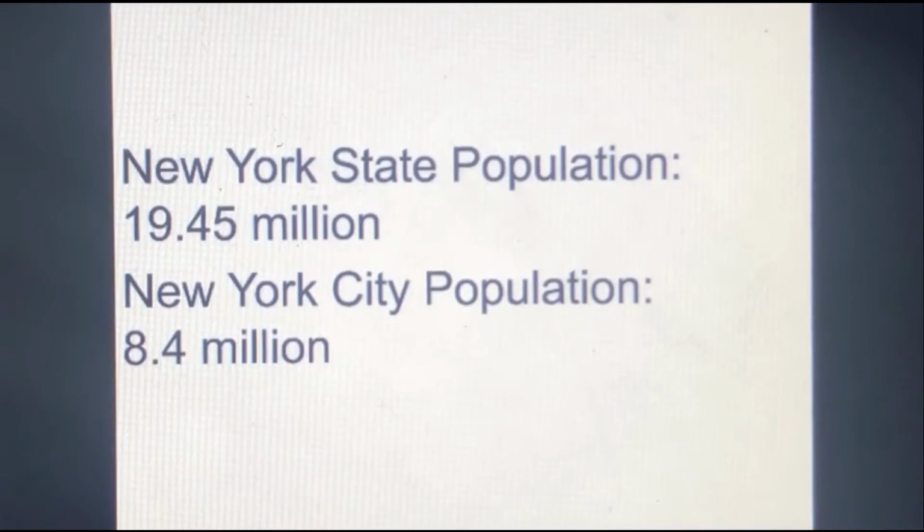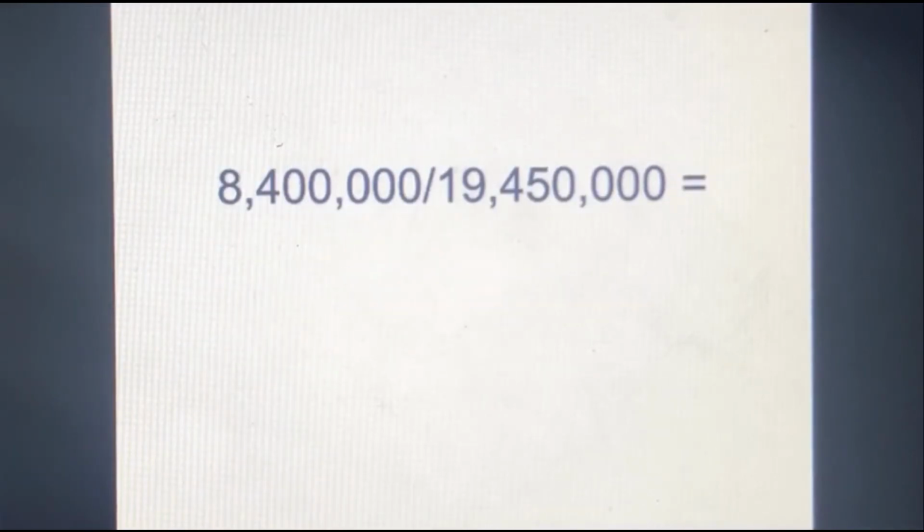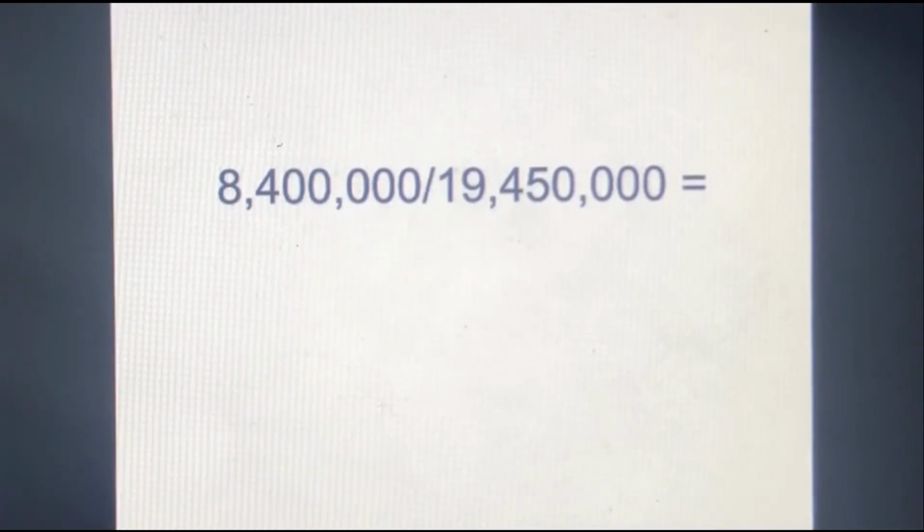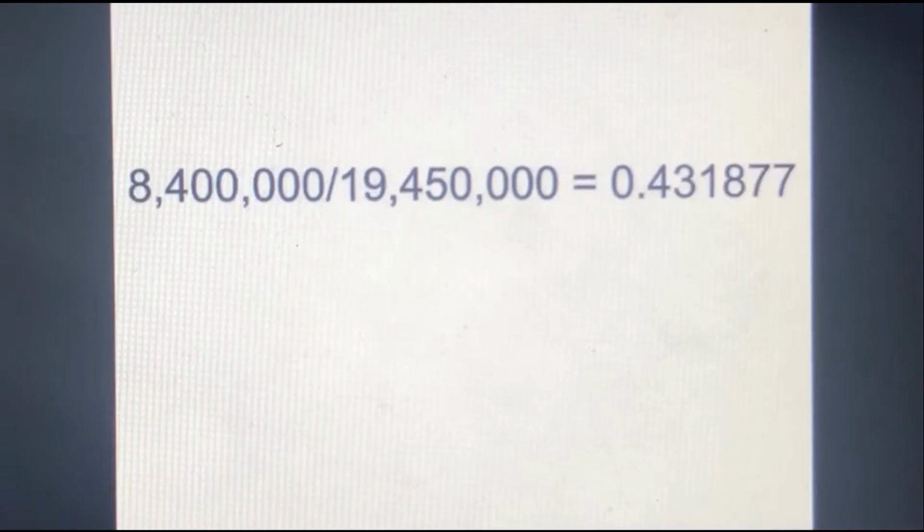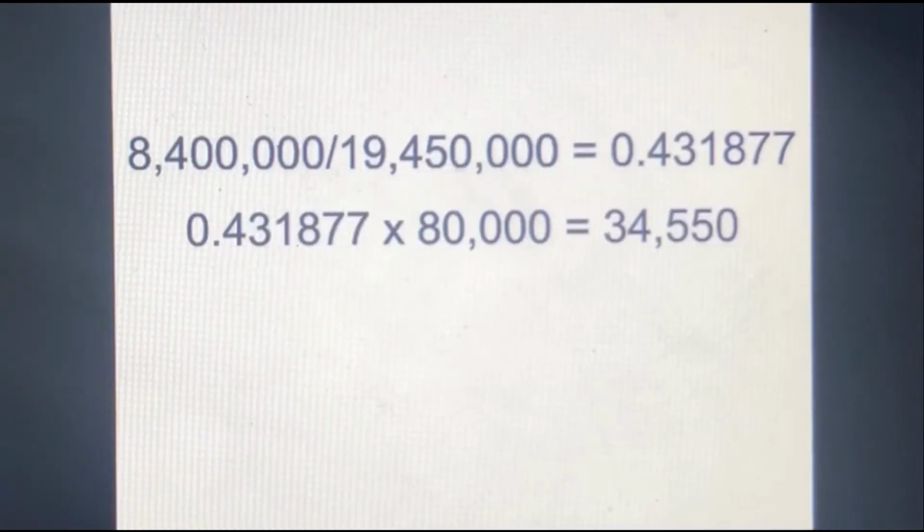So the 8,400,000 divided by 19,450,000 should get us the ratio to which we can allocate the number of colonies in the city. Okay, so the number we get from the ratio is going to be 0.431877, and that multiplied into the 80,000 colonies of bees puts us at about 34,550 colonies in New York alone, but not in our bee economy of Central Park.